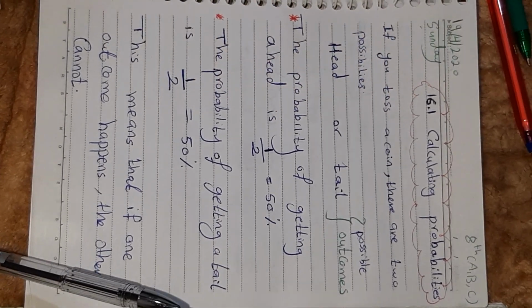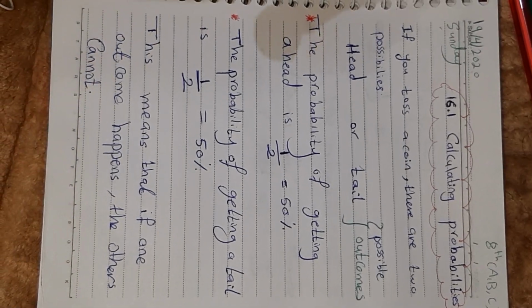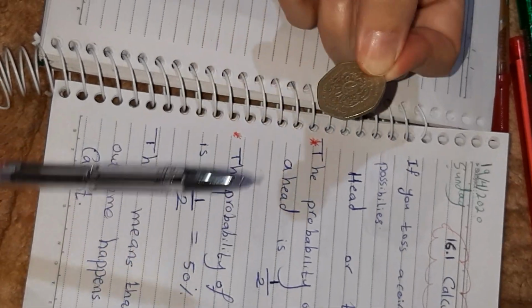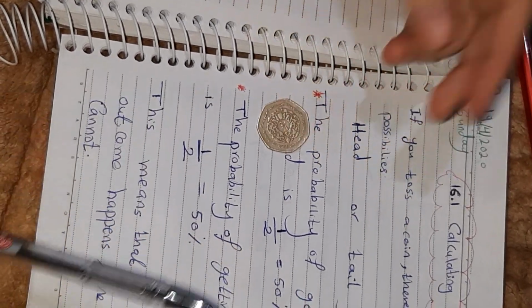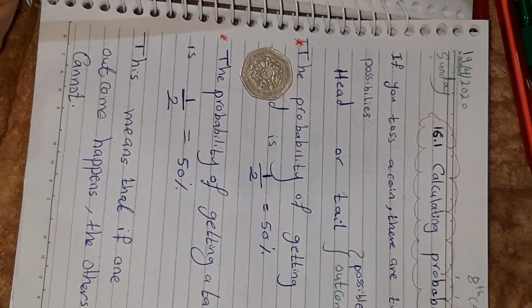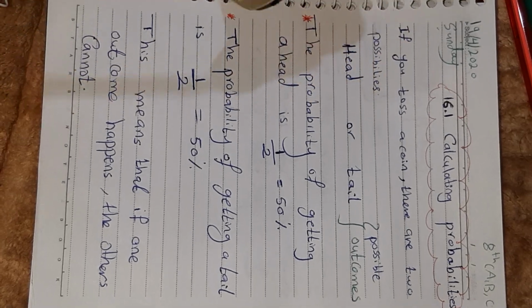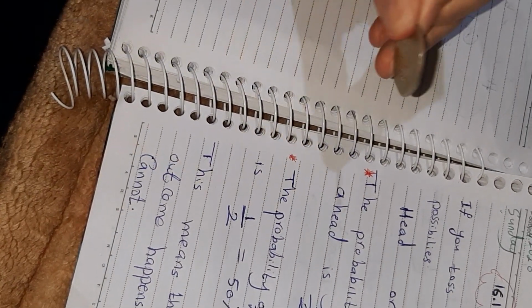Now, this means that if one outcome happens, the others cannot. If you get a head, can you get a tail at the same time? Can you get a head and tail at the same time? No, you can't. You will get a head or you will get a tail. One of them, just one of them. You have to know that.